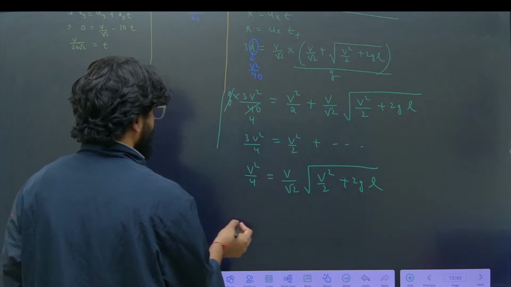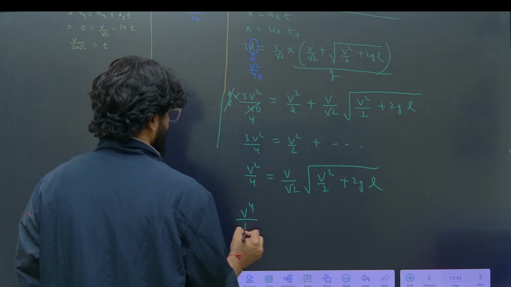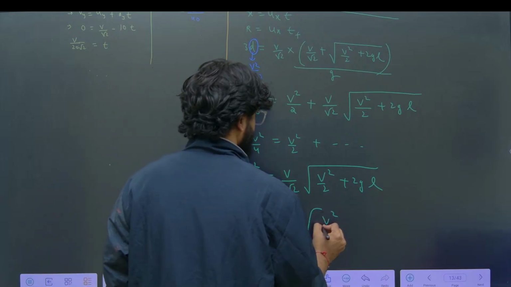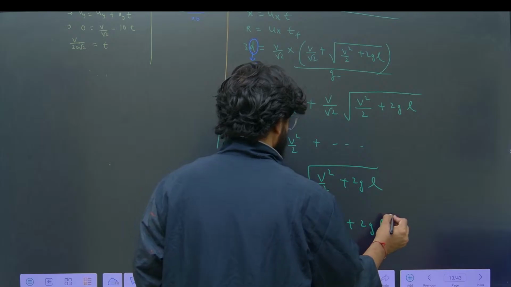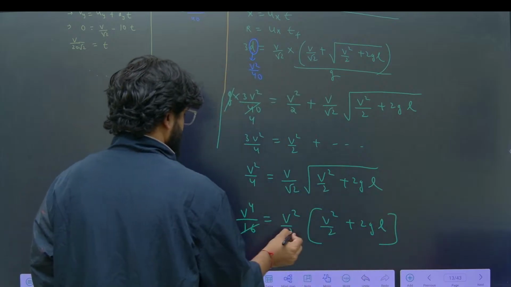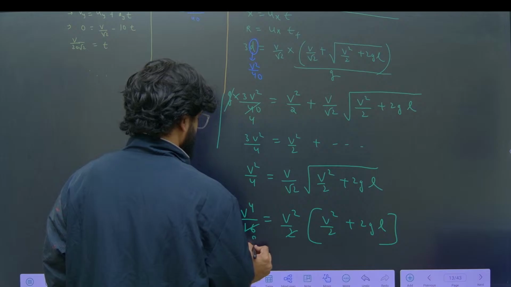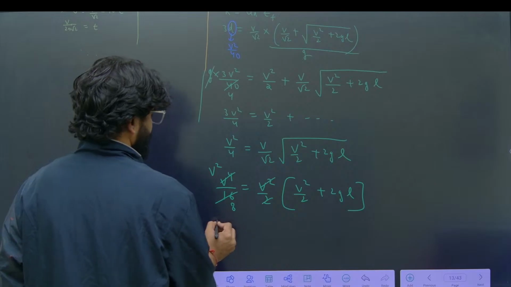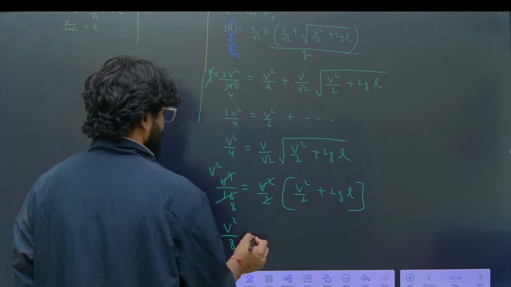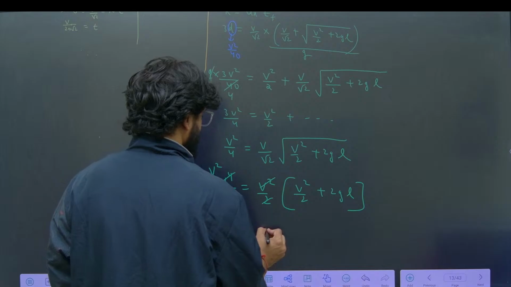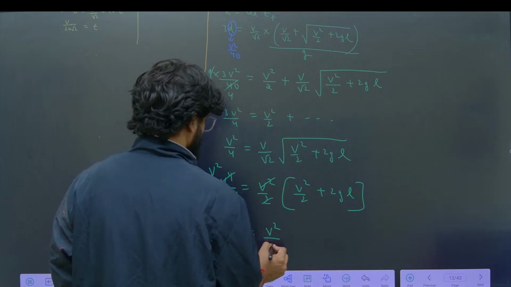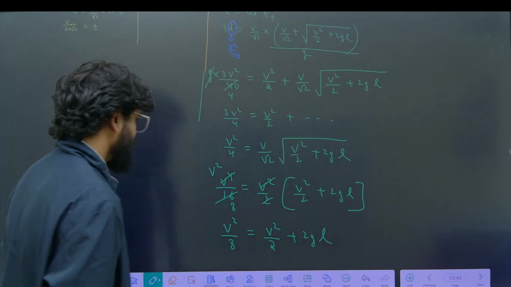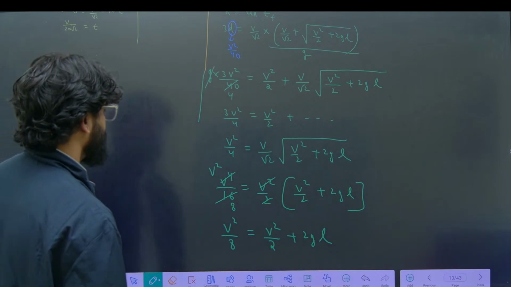Square it on both sides, so v to the power 4 by 16 equals v square by 2, and inside it will be v square by 2 plus 2gl, correct? So at least we can cancel out a few things, so that is 8, that is v square. So v square by 8 equals v square by 2 plus 2gl.